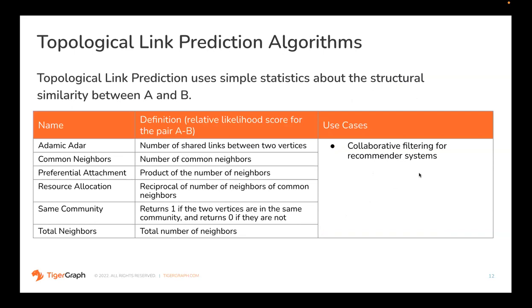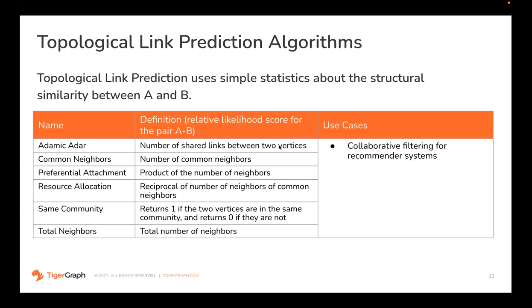And we have 5 different versions of topological link prediction algorithms. Now, these are pretty simple ones. Some of you are familiar with more sophisticated link prediction algorithms. I'm going to tell you what these are, and then we'll talk a little bit about those more sophisticated machine learning based link prediction algorithms. These are based on just taking simple statistical measures of what you see in the graph about A and B. So for example, this very simple one, the Adamic-Adar measure. Just count how many shared links there are between A and B.